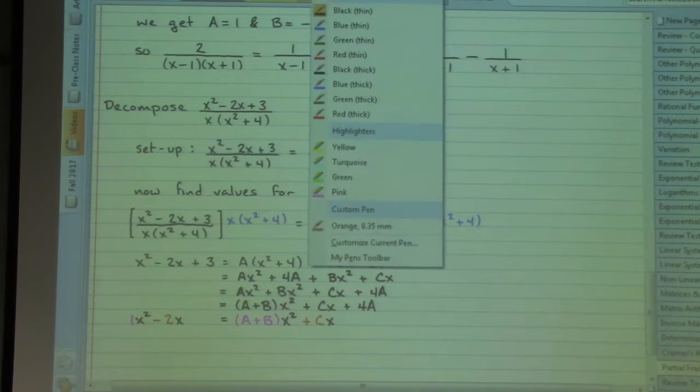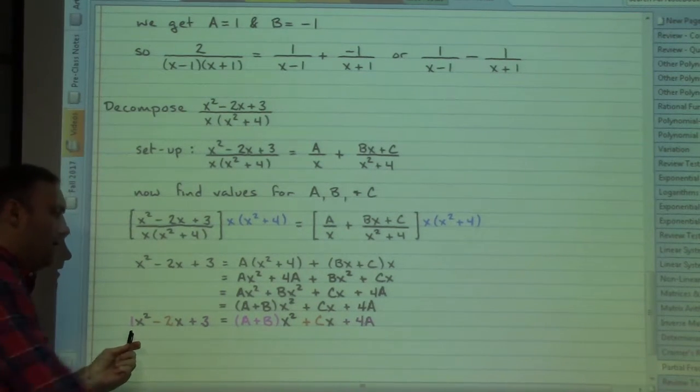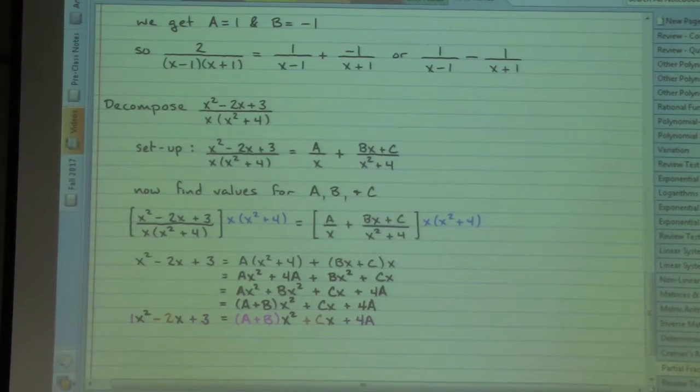So the color coding is going to end up helping me match stuff up. In purple, we have a normal plus 3 over on the left-hand side, and on the right-hand side, our normal number stuff would be represented with the plus 4a. So pink with pink, orange with orange, purple with purple. 1 is going to match up with the a plus b.